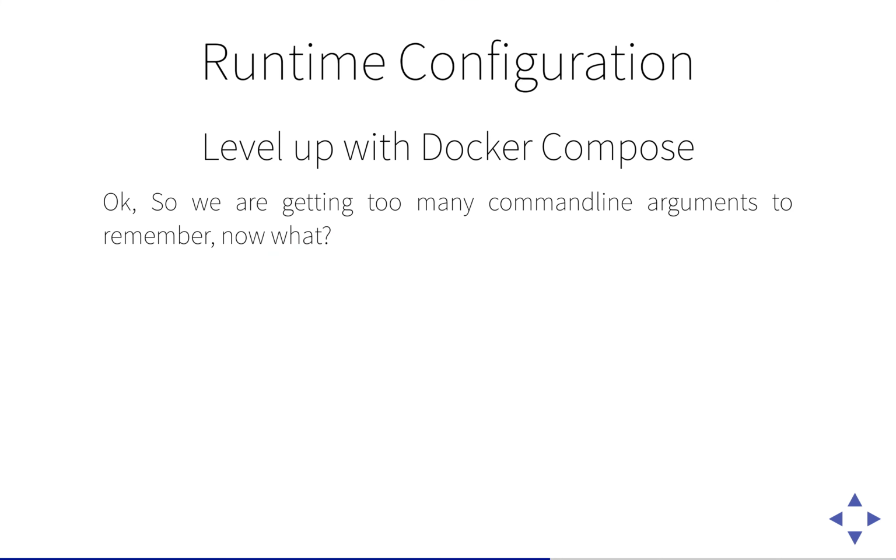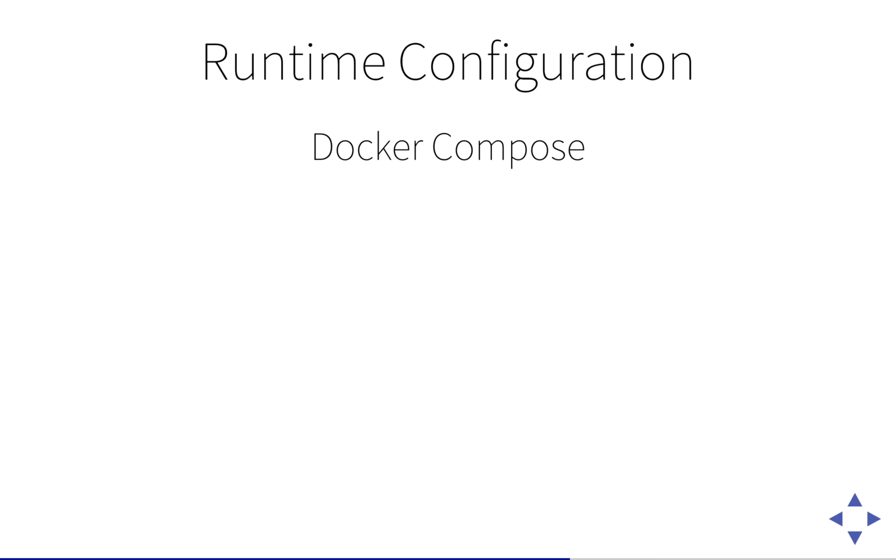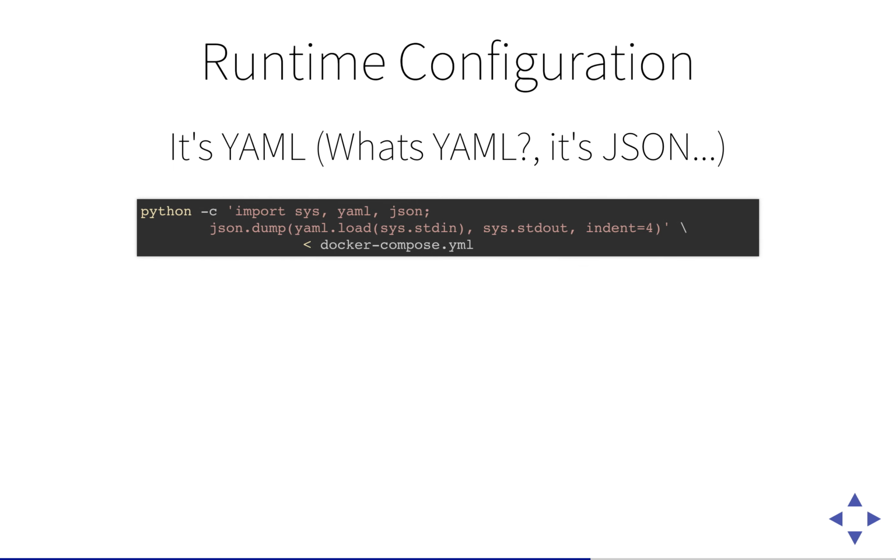All right, so we've got too many command line arguments to remember. So now what? Docker Compose. So a Docker Compose file is a configuration file. The language that it uses is YAML, yet another markup language. YAML is very easy to learn. It's just JSON without the curly braces. It is technically a superset. It can express a few things that JSON can't, but we're not going to use any of those that I can think of right off.